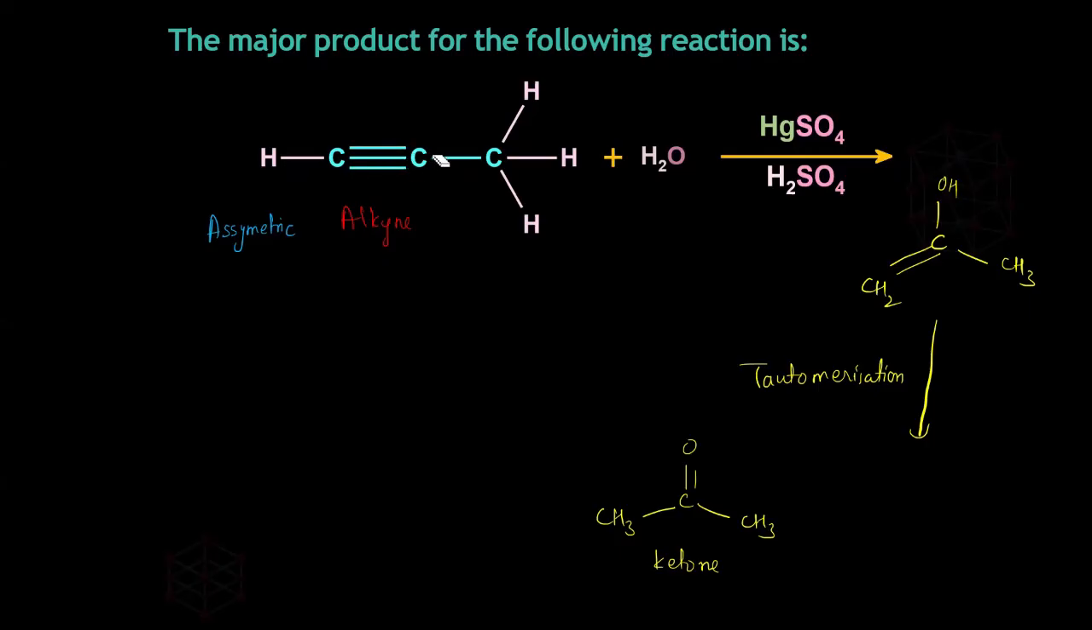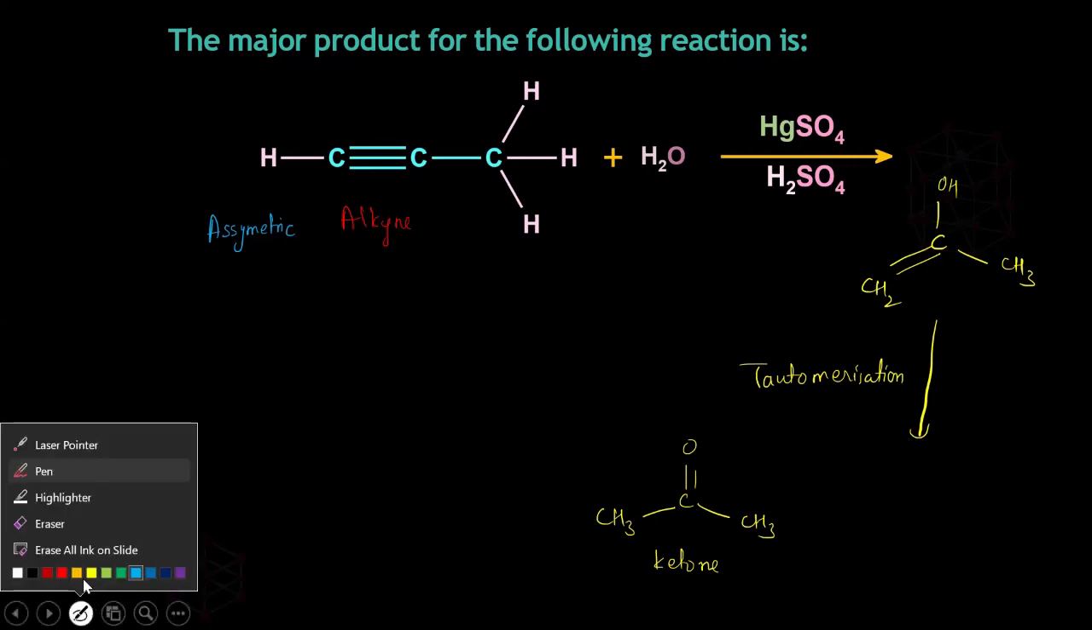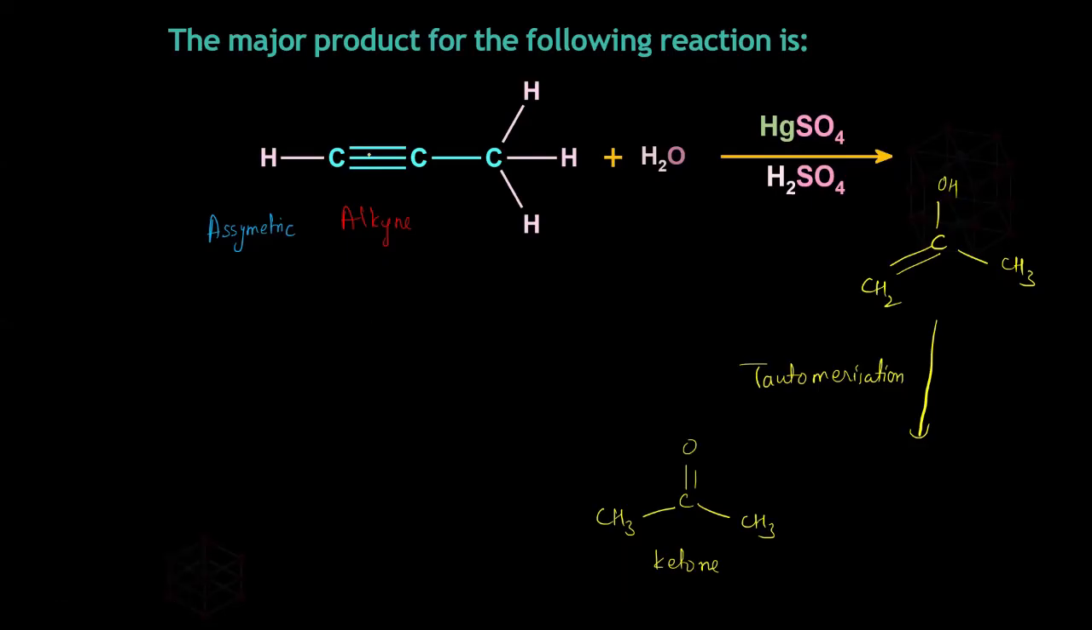Suppose you see here, the carbon on either side of the triple bond. So this is one carbon and this is the other carbon. Don't think about this carbon. Just think only about these two carbons which have the triple bond. The carbon which has more hydrogens will add more hydrogens. So this will get the hydrogens, whereas the carbon which has fewer hydrogens will get the hydroxyl group.